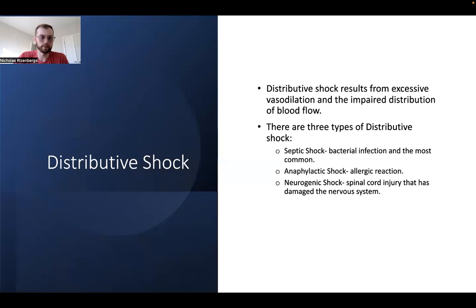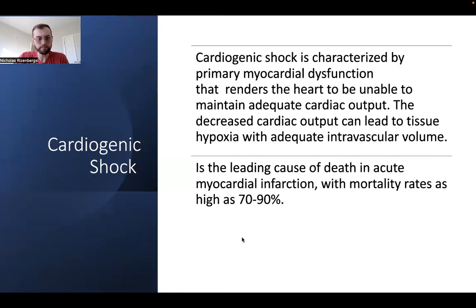There's septic shock, which is bacterial infection, and it's the most common. Anaphylactic shock, which is an allergic reaction. And neurogenic shock, which is a spinal cord injury that does damage to the nervous system.